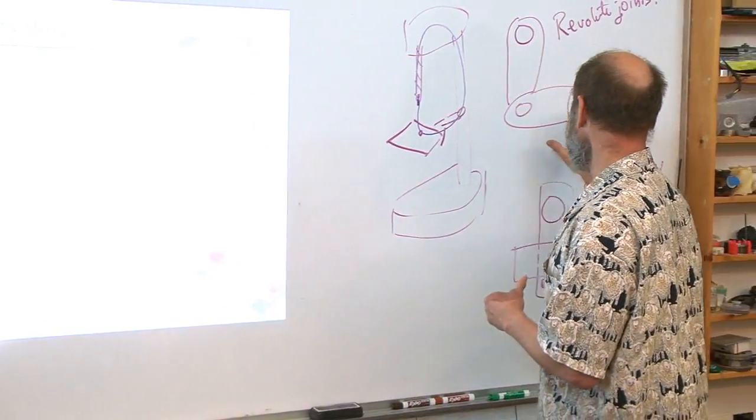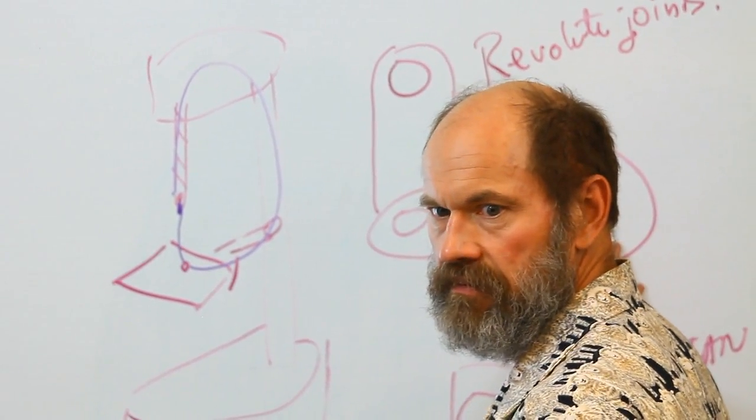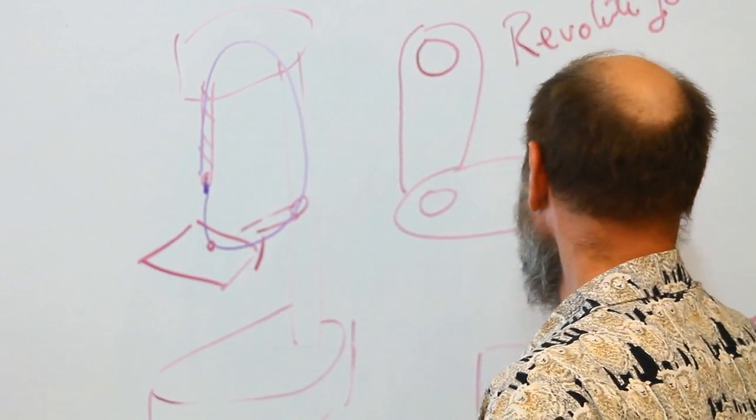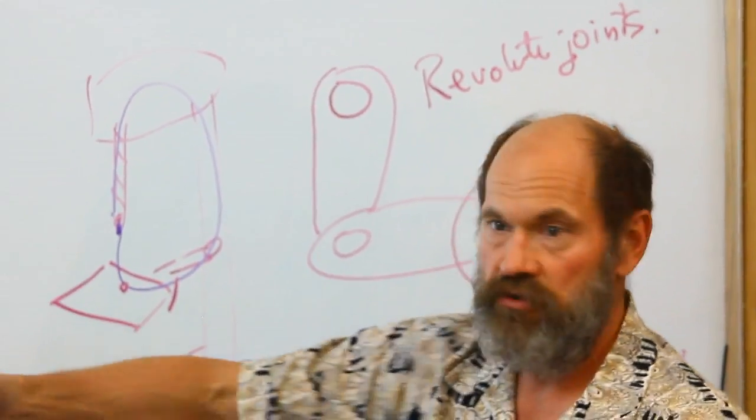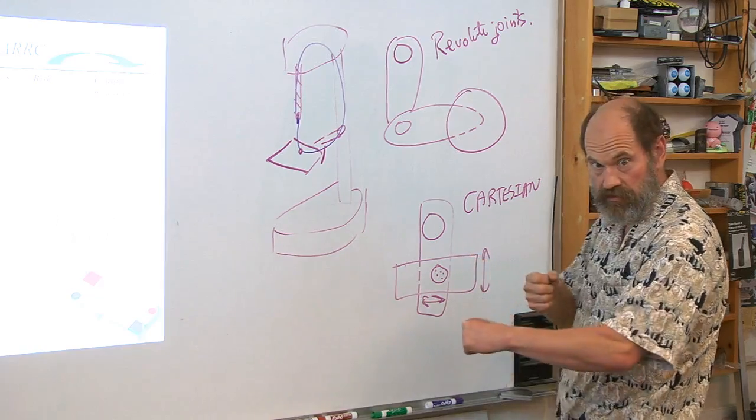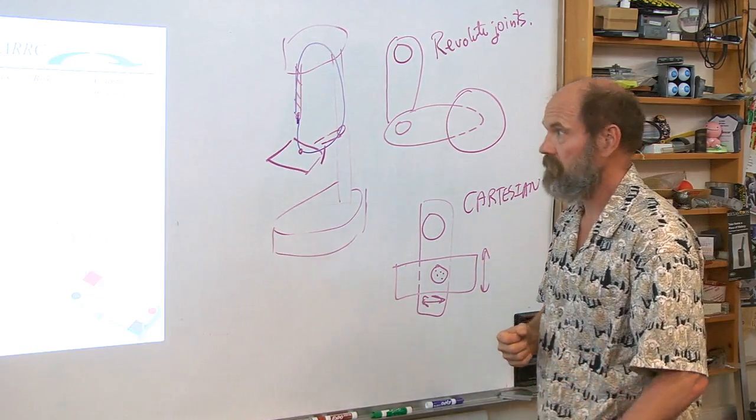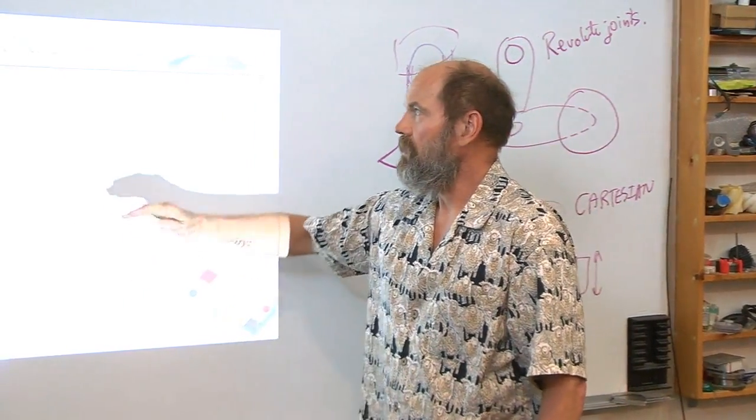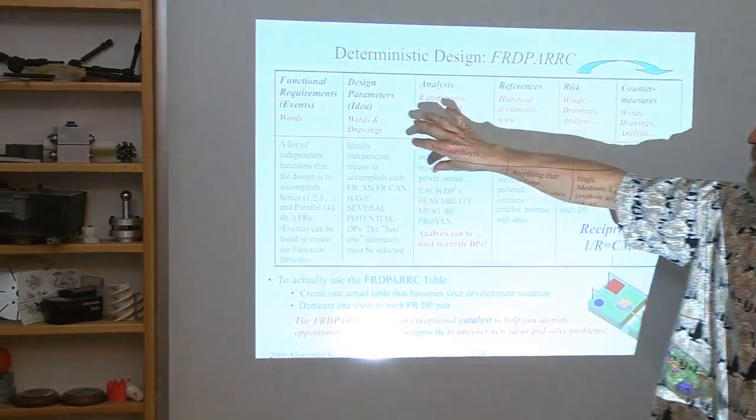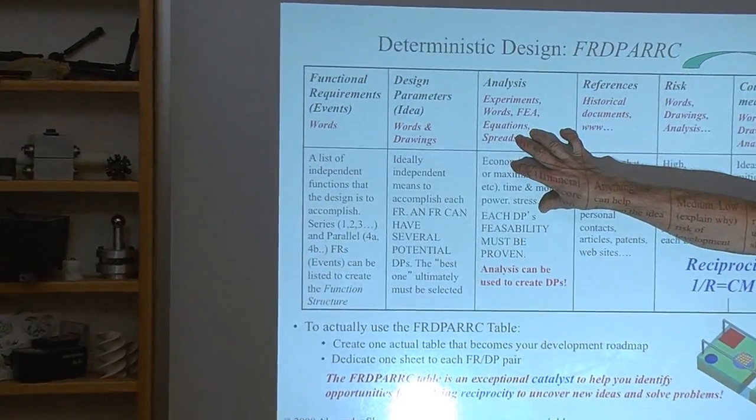Back here, what does it have to do? It has to position the part. That's the functional requirement. How does it do it? Well, it's got revolute joints on an arm. Or it's got Cartesian joints. Everybody loves to do this part. You're going to really love to do this part too, the analysis.